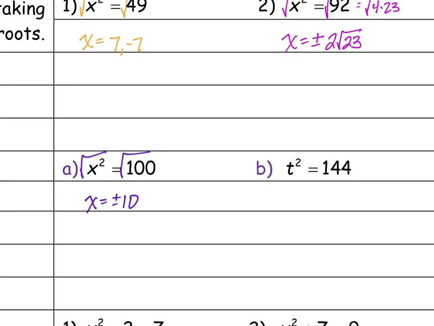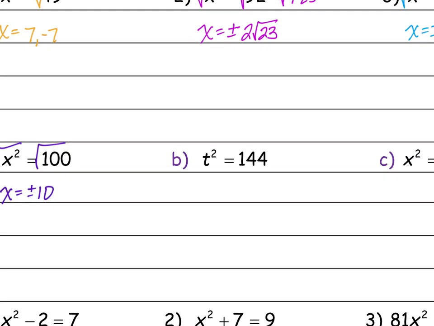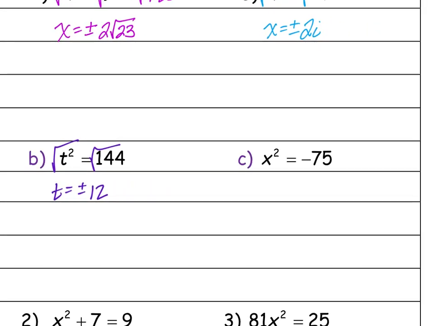Okay, here we go. So I'm just going to square root it. So I get x equals plus or minus 10. And then square root, t equals plus or minus 12. And the square root of negative 25 times 3. So x is going to equal plus or minus 5i root 3.